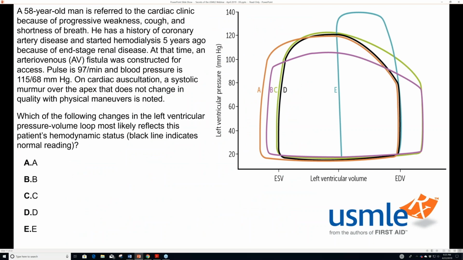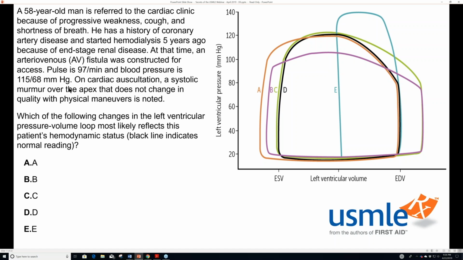Okay, good. So we'll just kind of work this question straight from the top, just as we normally would any question we run across. And just a kind of aside, this is a tough question, so we'll jump right in. So we have a 58-year-old man that's referred to the cardiac clinic because of progressive weakness and cough, as well as shortness of breath. He has a history of some coronary disease. He was started on hemodialysis 5 years ago because of end-stage renal disease. At that time, he had an AV fistula that was constructed for access. He has a pulse that's 97, blood pressure that's 115/68.